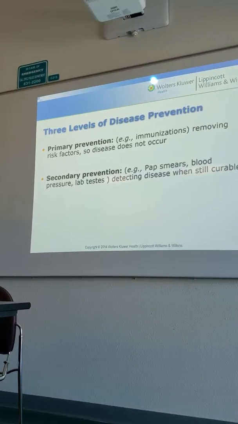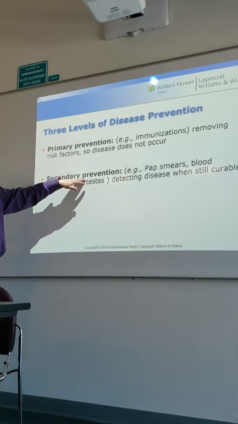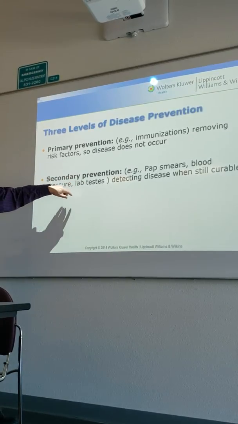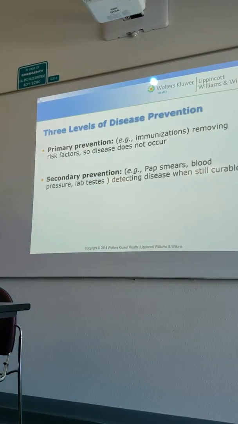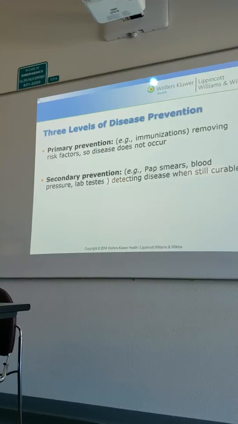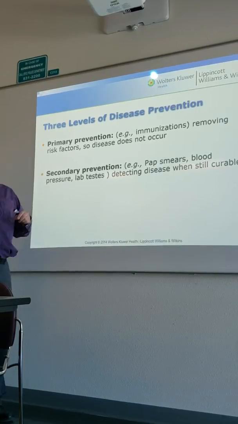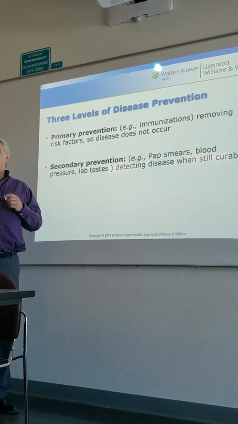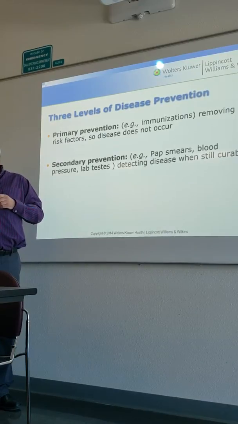Secondary prevention is what? Finding it. Okay? Finding or fighting? Finding it. So pap smears, blood pressure, lab tests, detecting the disease while it is still curable. Cancer, this is what? Almost all cancers are 100% curable if you catch it on time. If you find it in time, even pancreatic cancer can be curable. Look at Ruth Bader Ginsburg. She had pancreatic cancer they caught on a CT scan when it was really small.